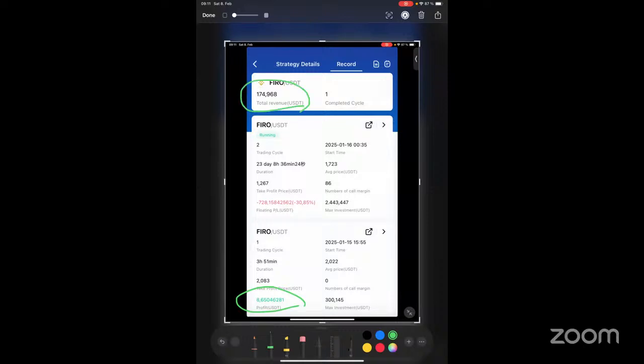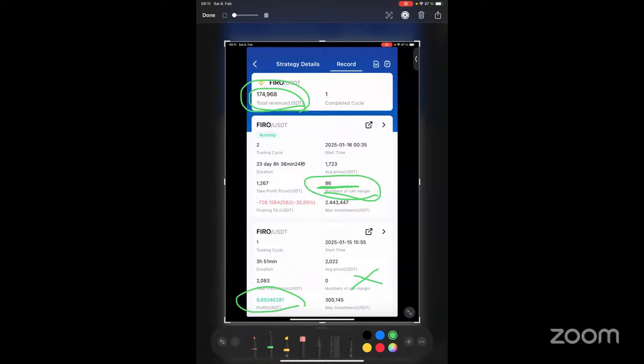An intelligent person, someone who is very good at maths, will be like, this is impossible unless you give me an explanation to whatever profit you guys have written here as total revenue. Okay? Because this one was not having any margin call. But look at this second cycle. It has done 86 number of call margin.